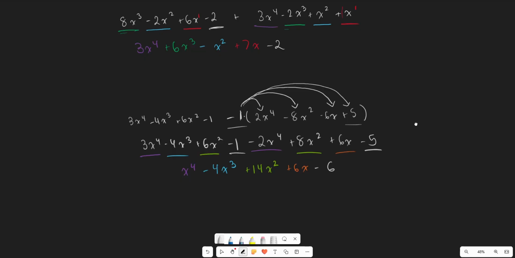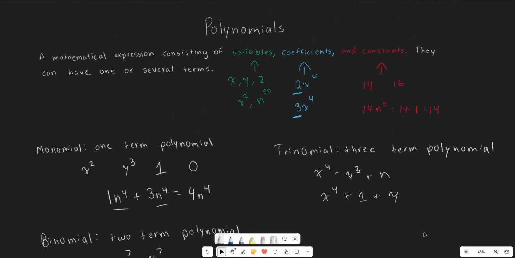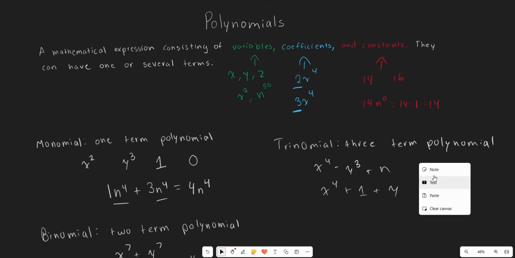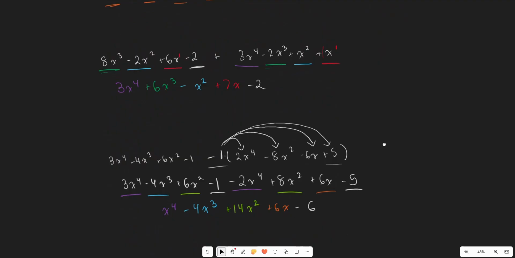So yeah, in this video we just went over some polynomial terminology, like 1 term, 2 term, 3 term, monomial, binomial, trinomial, and we also just went over how to add and subtract polynomials, and we can only add or subtract the terms if they're like terms.